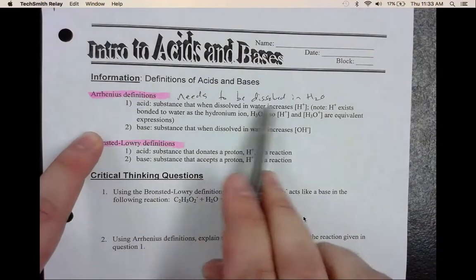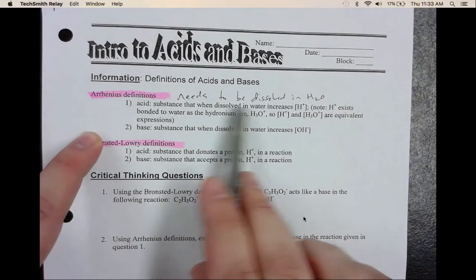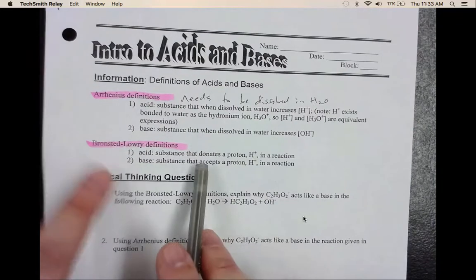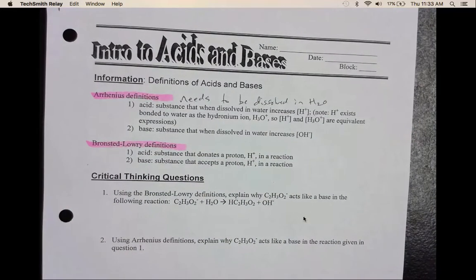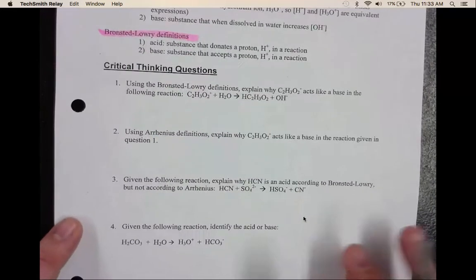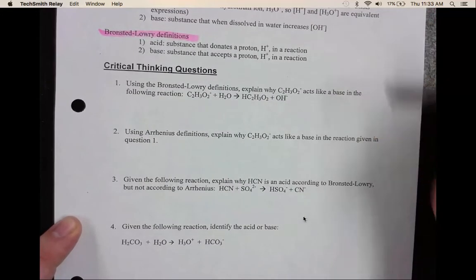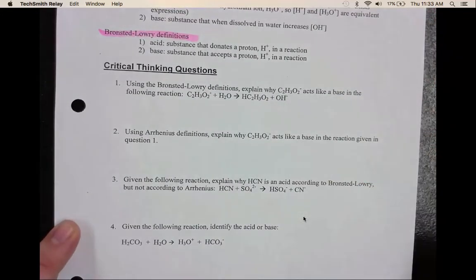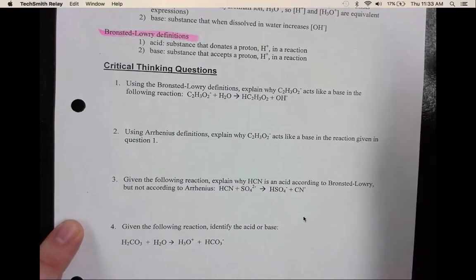But the big difference that I want to highlight is with Arrhenius, it needs to be dissolved in water. Bronsted-Lowry, they can be dissolved in anything. So for questions 1, 2, and 3, use the definitions above to look at the reactions to determine which is the acid and the base.